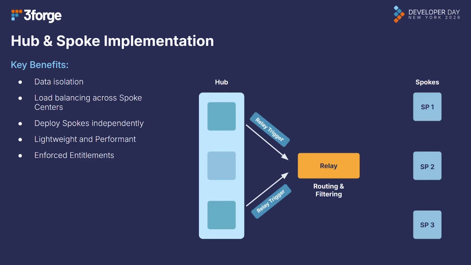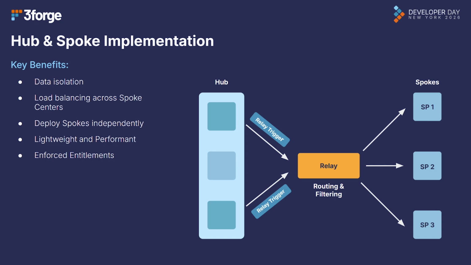And now to start the data flow, you're going to attach something called relay triggers onto the tables and copy. Once you attach the relay triggers, it will start sending all of the inserts, updates, and deletes over to the relay where your routing and filtering logic will be in place, and it will route the messages accordingly to different spokes. Now, what are the benefits of having this architecture?